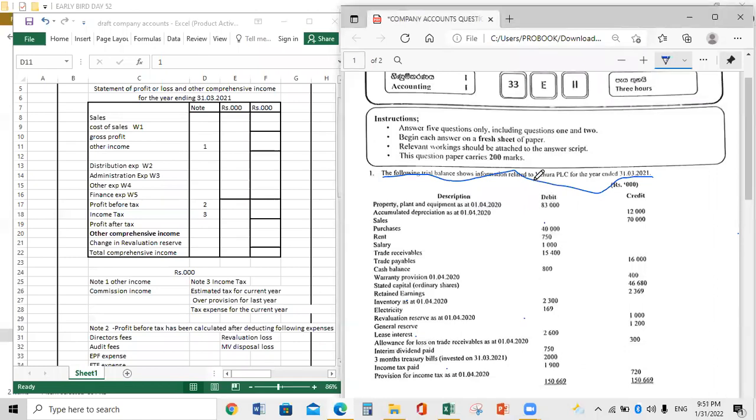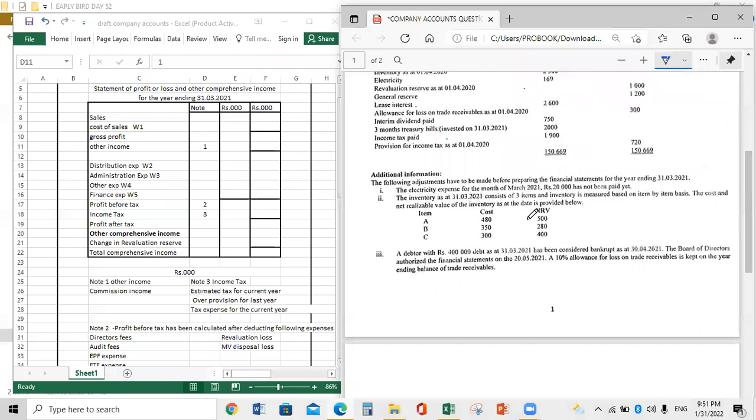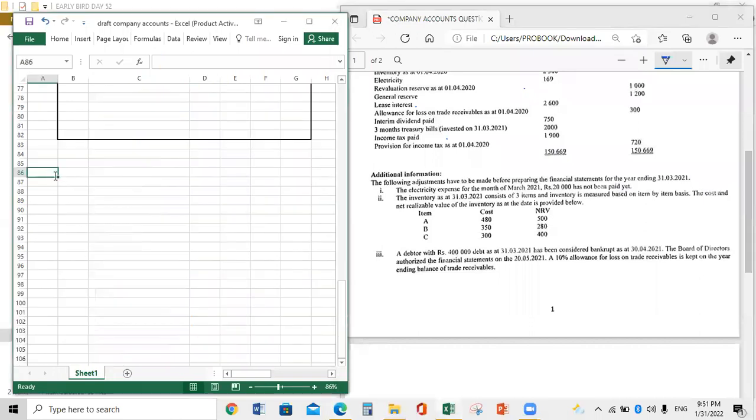After that, go to additional information. They say, guys, electricity expense for the month of March has not been paid. What do you call that? You say accrued expense, right? Not yet paid is accrued. So guys, even if an expense is not yet paid, the accrual concept says you should record it under expenses. Even though it's not yet paid, it's still relevant for the current year, so you have to record it as an expense.